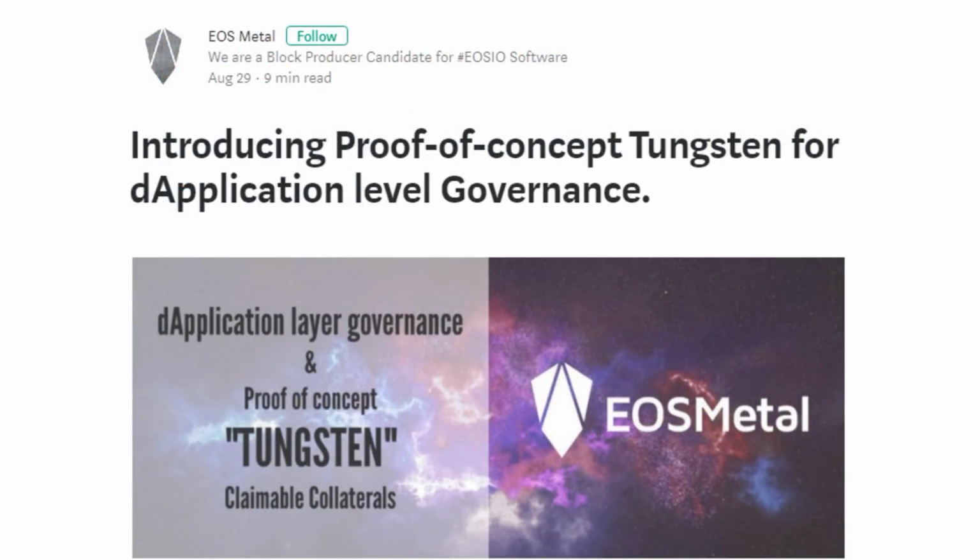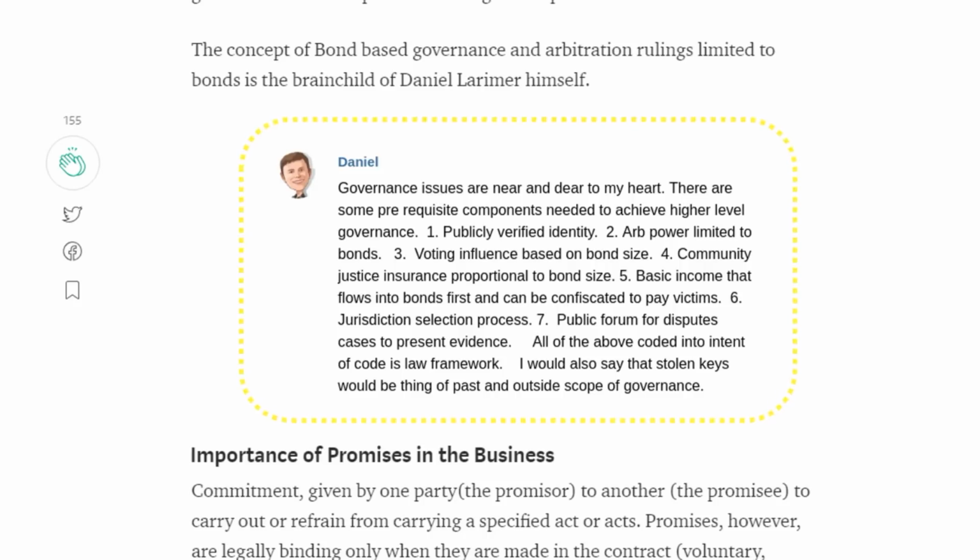Now, it's still the early days for Project Tungsten. EOS Metal just announced this yesterday in a blog post, and this is still in the proof of concept stage. But this makes so much sense at the conceptual level that we wanted to draw some attention to this project here. The bond concept as a way to bridge the gap between block producers and arbitration was first put forth by Dan Larimer himself, as EOS Metal noted in their blog post.